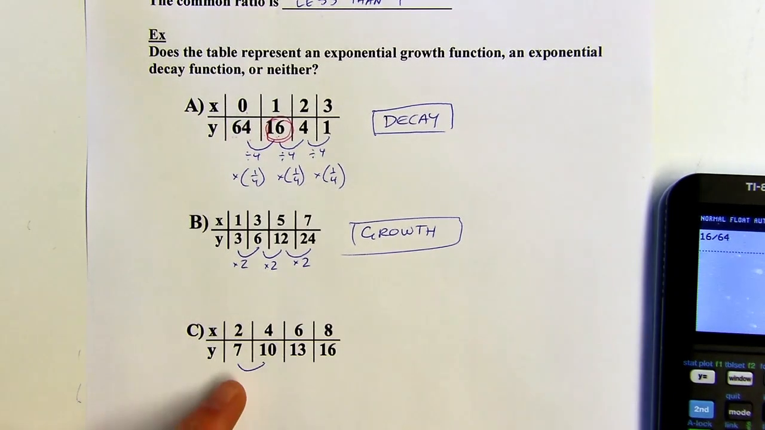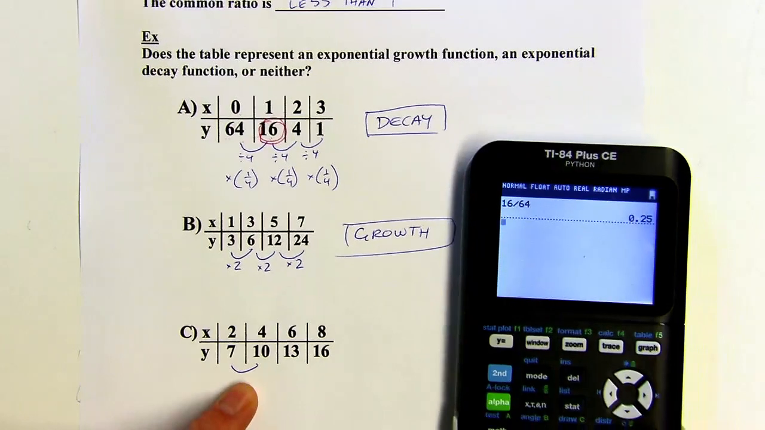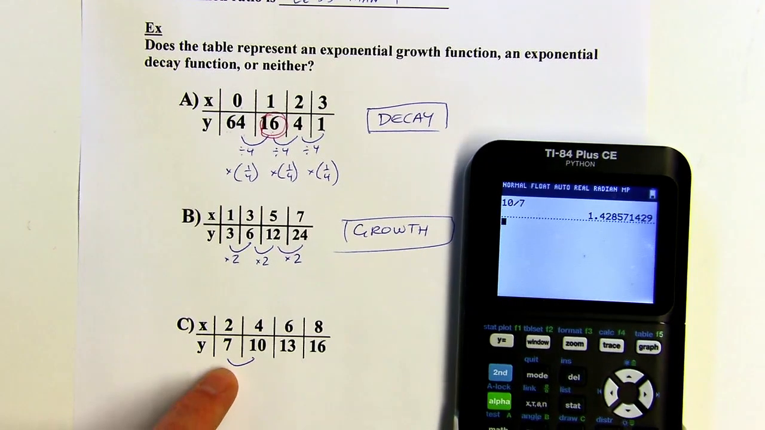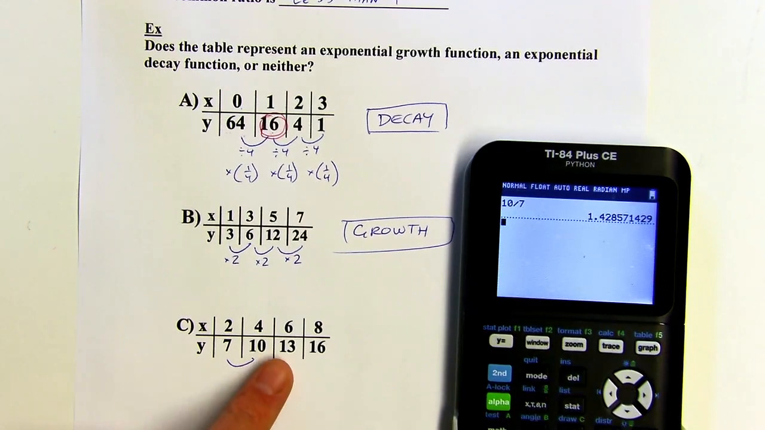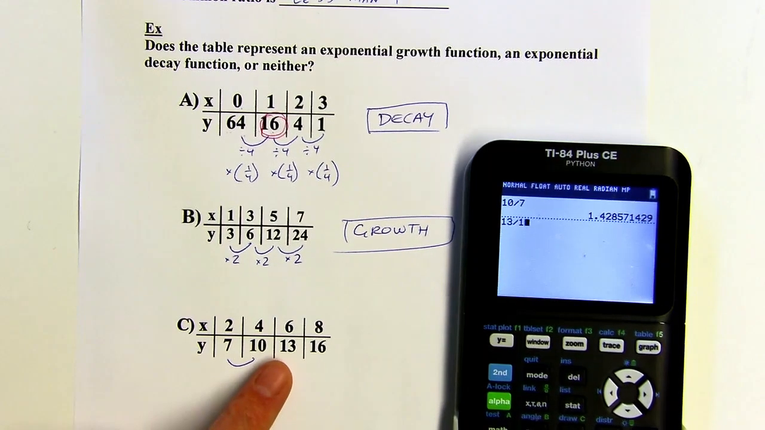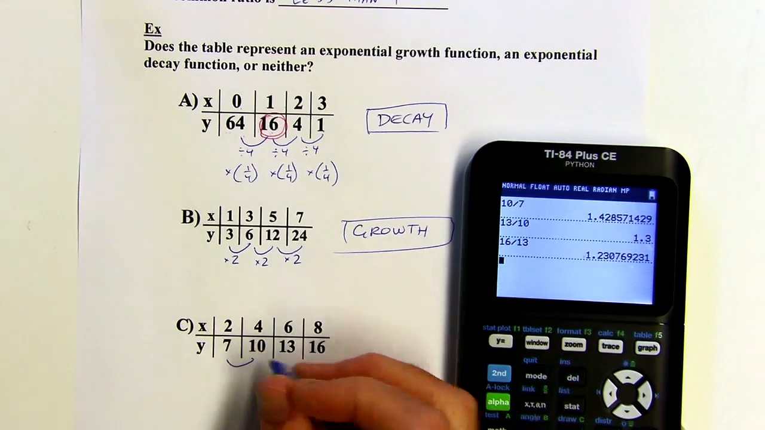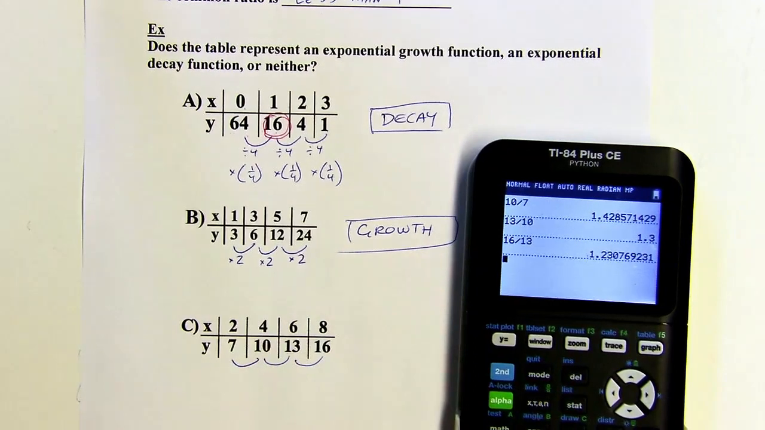So I'm thinking 7 times something is 10. Well, 10 divided by 7 would give me that ratio. Okay, so it's that decimal. Well, let's try 13 divided by 10. And then 16 divided by 13. So it's not the same thing. We're multiplying by different things to get from term to term here. So there is no common ratio.